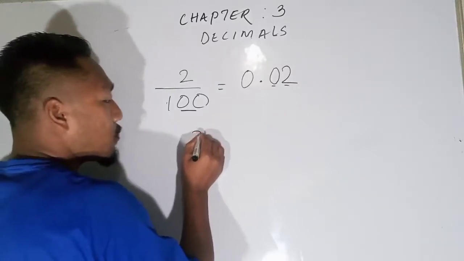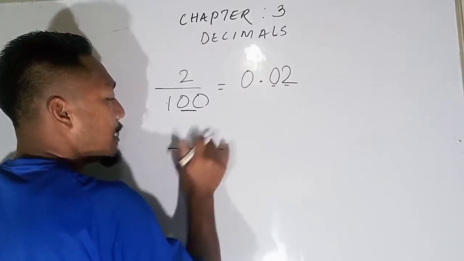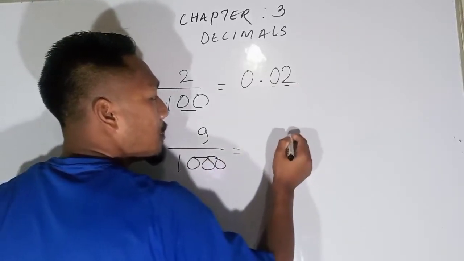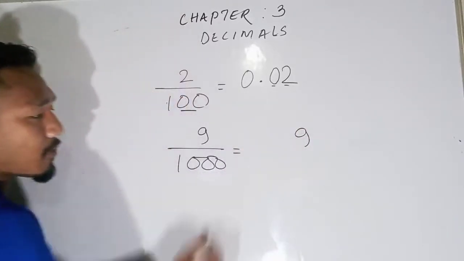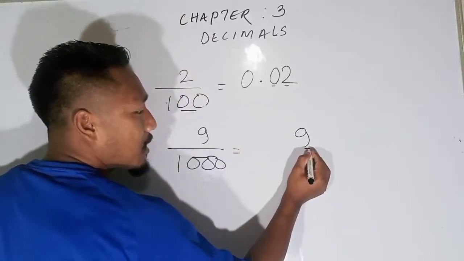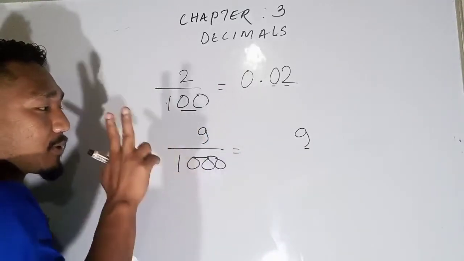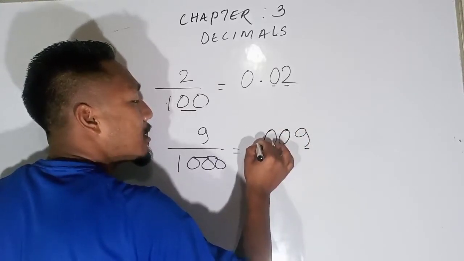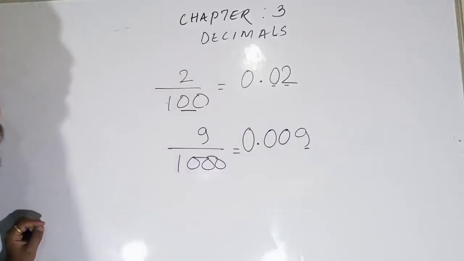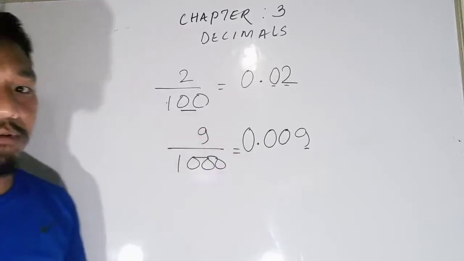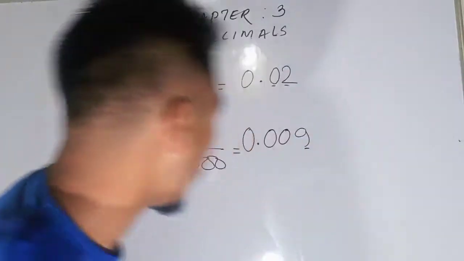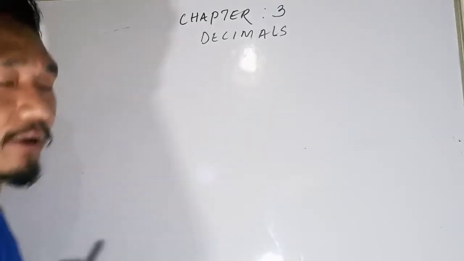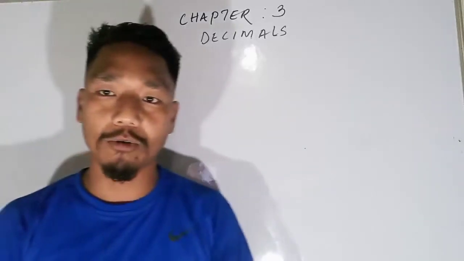Similarly, let's write 9 by 1000. Here you write the 9. How many zeros do we have? Three zeros. From the back side we count, we have only one digit, but we need to satisfy two more. Then what shall I do? I will put two more zeros here, then the point, 0.009. So this is how we do the conversions. Now it is very easy to convert whenever we have a 10, 100, 1000 in the denominator.